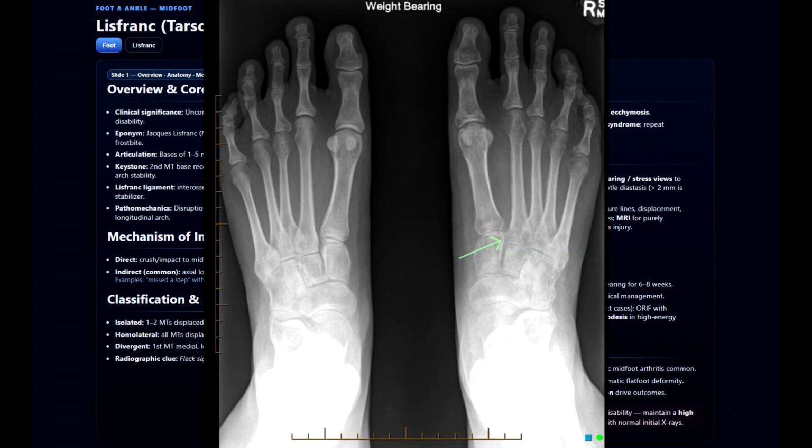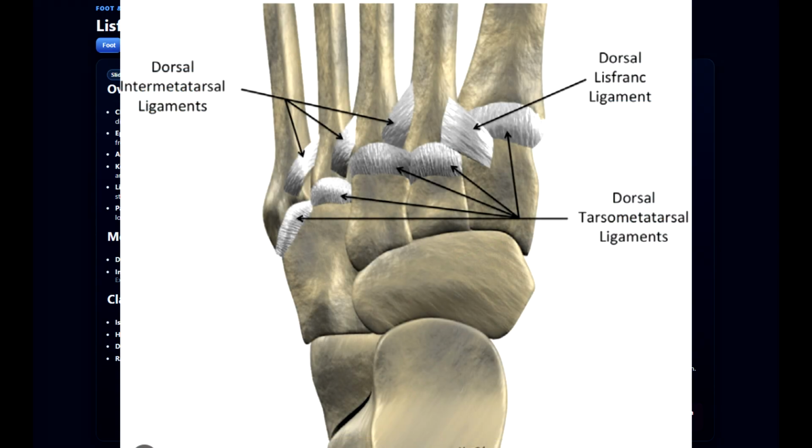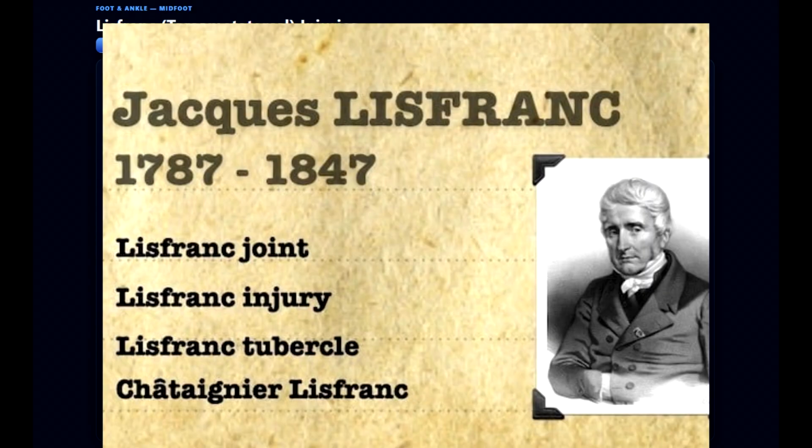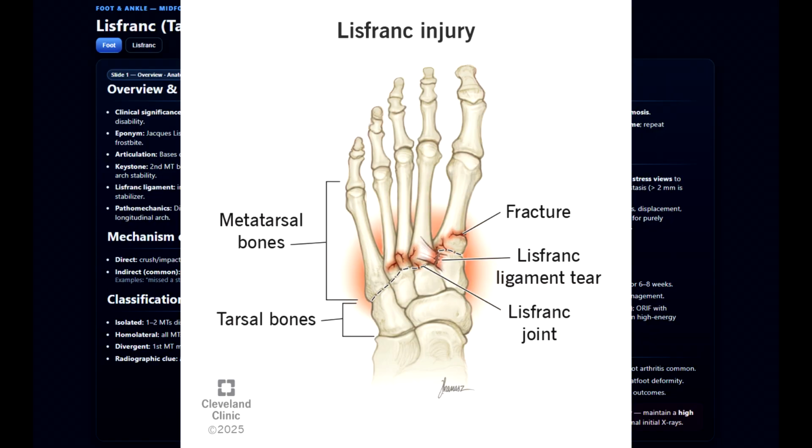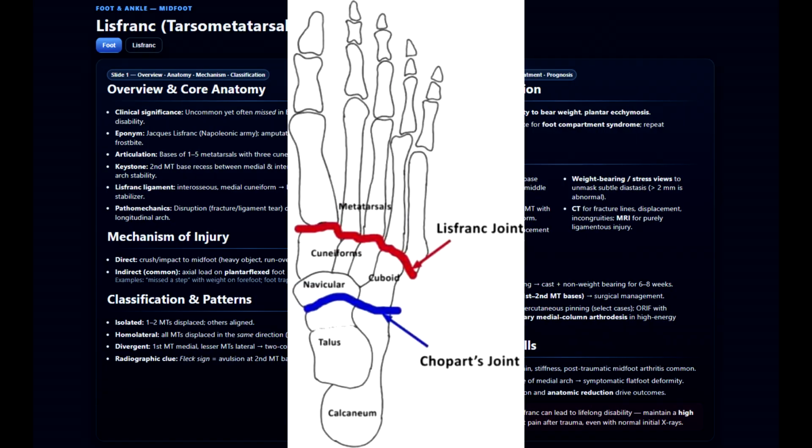Let us begin with some historical and anatomical context. The Lisfranc joint is named after Jacques Lisfranc, a French surgeon in Napoleon's army who described amputations through this region for soldiers with severe frostbite. The articulation involves the bases of the 5 metatarsals and their articulation with the 3 cuneiforms and the cuboid.